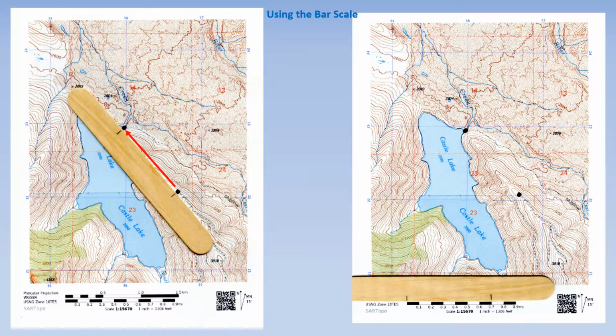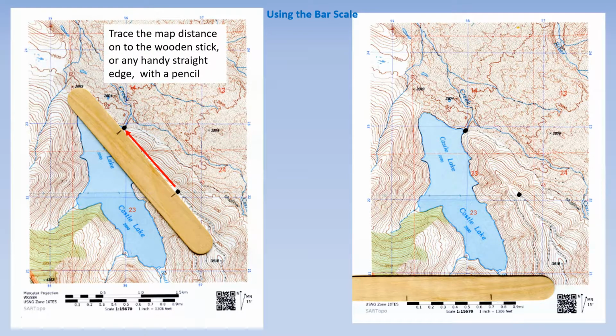The bar scale and the map are printed to the same scale, if the map is not distorted in printing, so that using the stick and a pencil to mark the distance and then compare it to the bar scale automatically adjusts to whatever scale the map actually is.